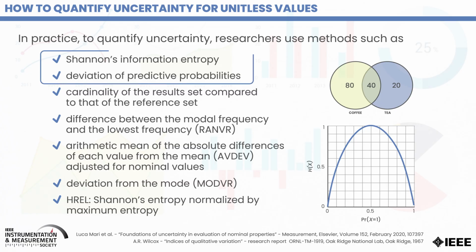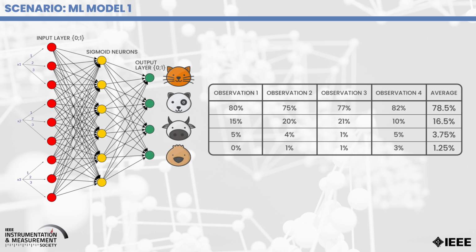Let's just take a look at the first two, because those two are the most widely used methods in the literature. So let's say that we have this machine learning classification model that, given an image, will tell you if it's a cat or a dog or a cow or a duck. And in this specific scenario, in the first observation, it has determined that the image is 80% cat, maybe 15% it's a dog, maybe 5% it's a cow, and definitely it's not a duck. So this is the first observation.